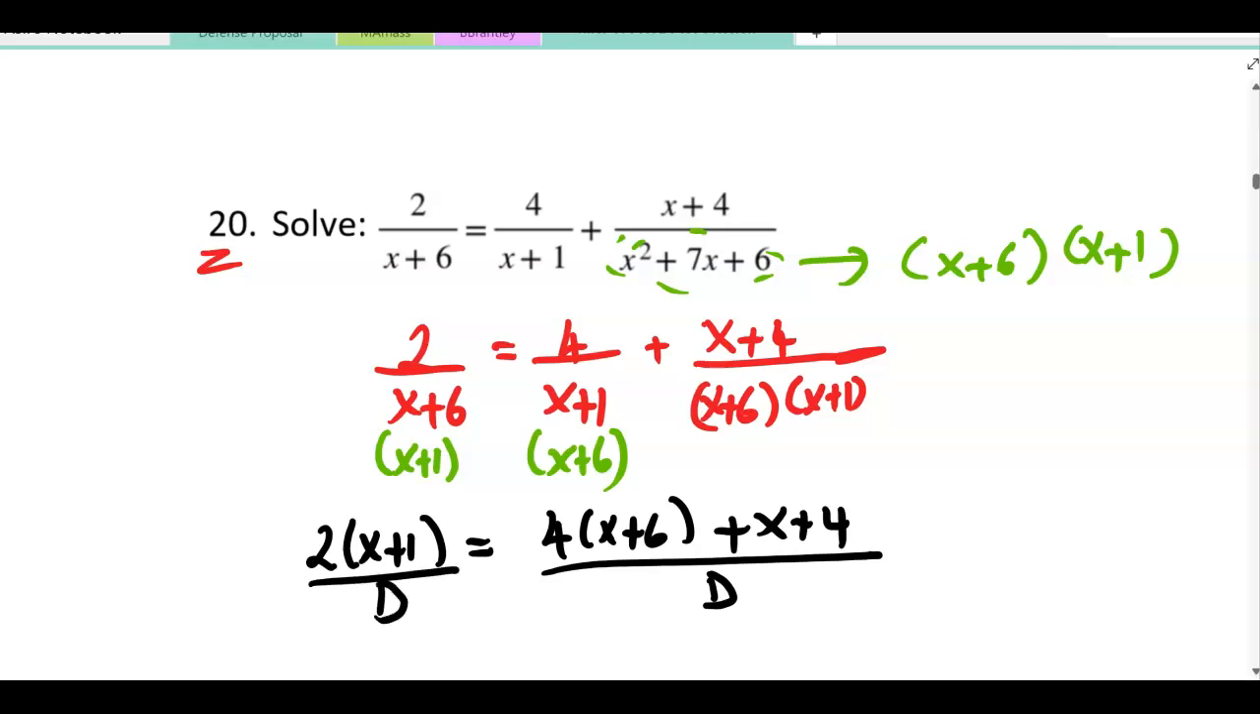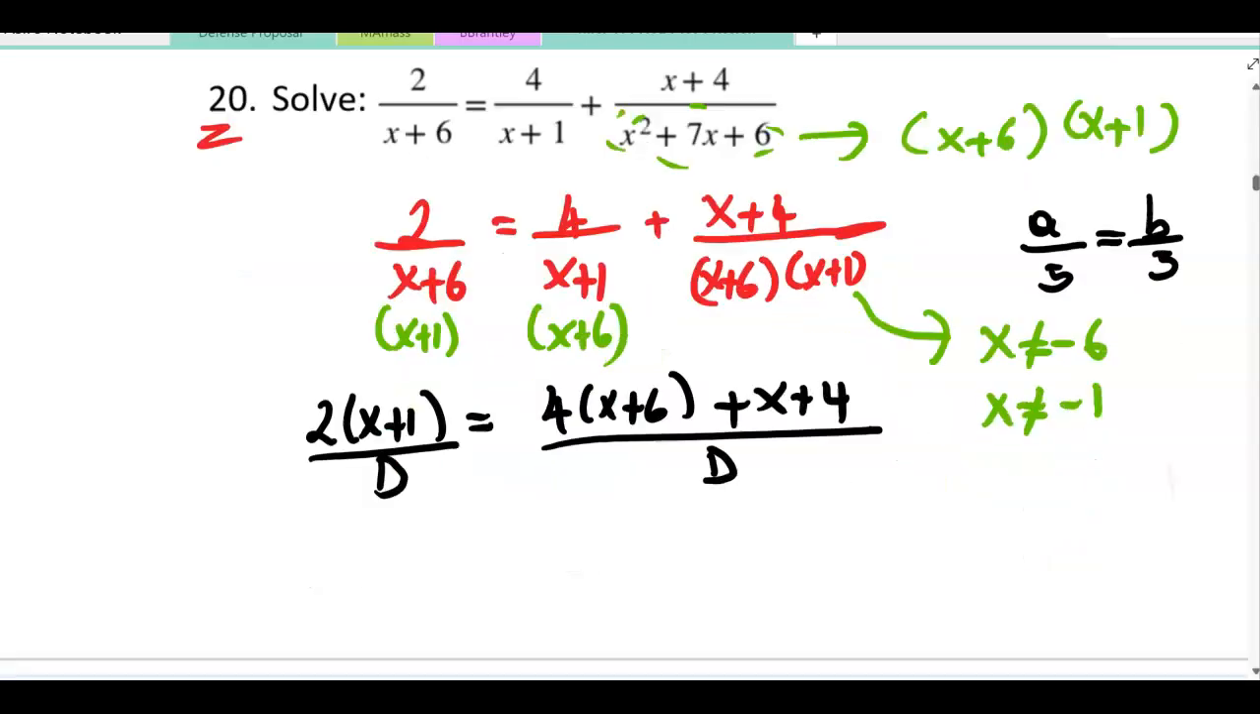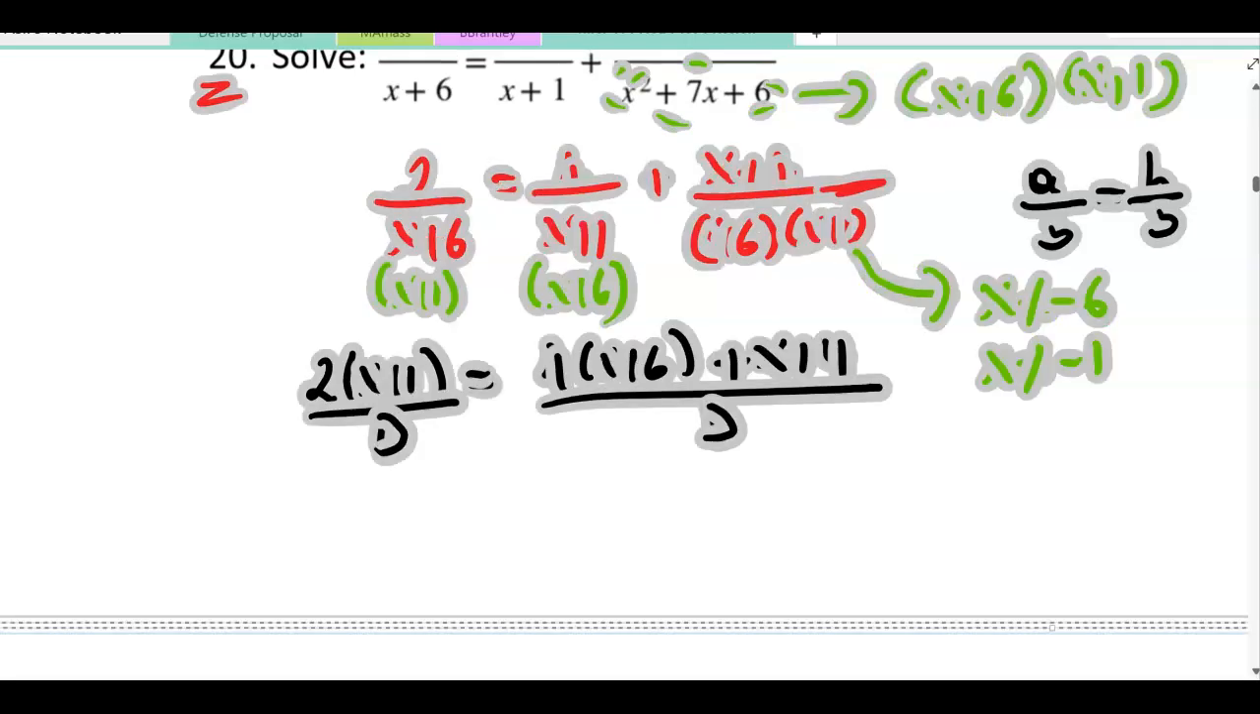Why? Because if I do have 2 rational functions equal to each other, a over D equals b over D, then their denominators are equal, so the numerators should be equal. However, I need to keep one thing in mind. Because the denominator contains x plus 6 and x plus 1, if I end up with -6 or -1, I cannot include that as a solution, because those values will make the denominator equal to 0. So I'm going to continue from this black line and forward with the numerator part.